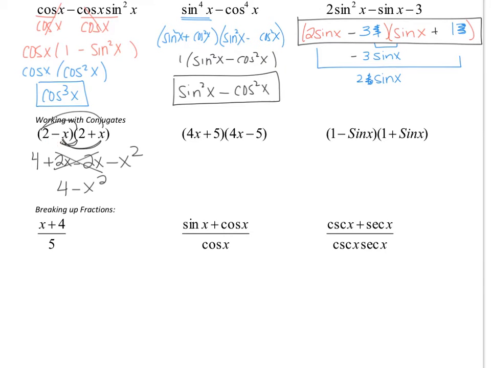Now, are 2 minus x and 2 plus x conjugates of each other? The answer is yes. Something that makes it a conjugate is if you just switch the middle sign, if it goes from positive to negative. So if this goes from positive to negative. Now let's see what happens here.